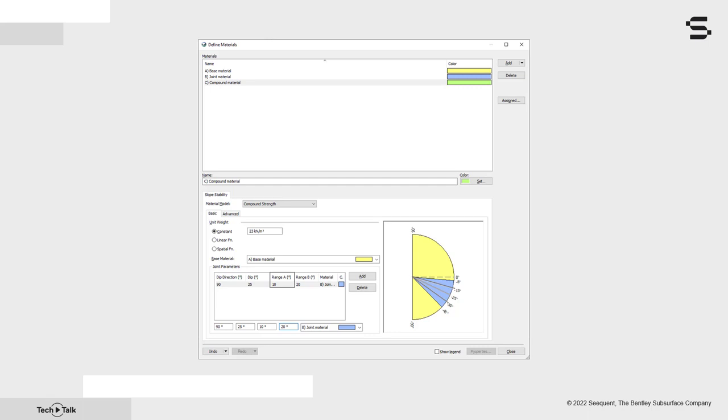Range A delineates the zone where the resistance is solely controlled by the joint material model. This is defined by an angular value extending from the dip. Range B specifies a transition zone where the material resistance is calculated by both the joint material and the intact base material. The exact shear resistance used is linearly interpolated between both materials depending on the specific angle of the slice base used in the slope stability calculations.